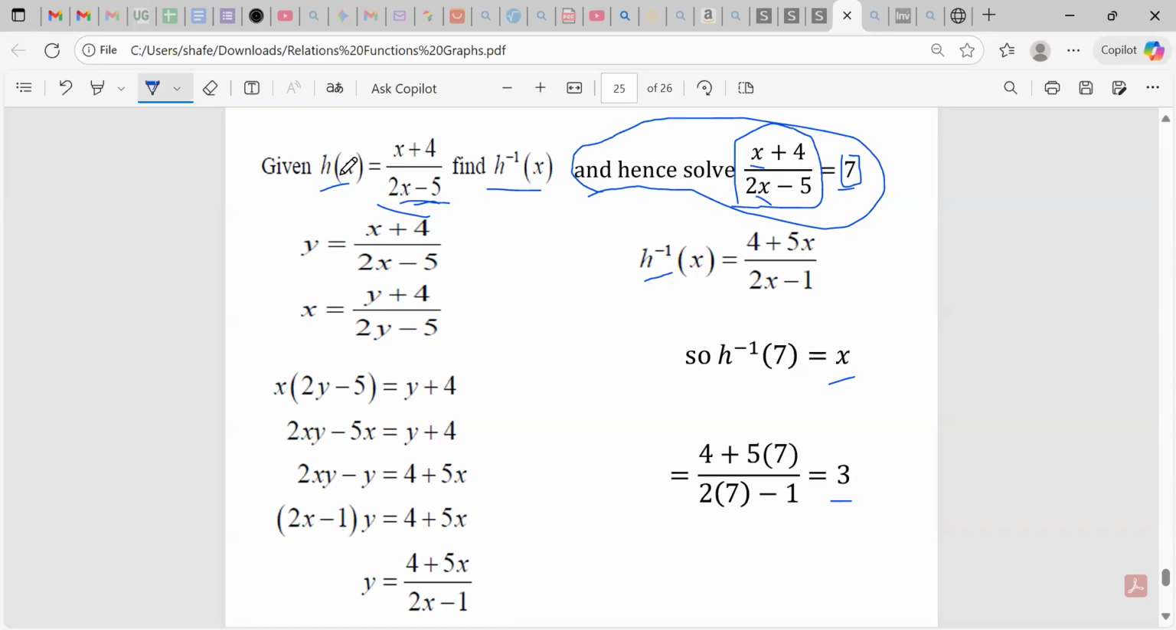You let H(x) be y, so you put back the function there. So y is equal to the function. Then you swap around x and y, right? Where you see x, you put y. Where you see y, you put x. So we have this now. Right? That shouldn't be difficult for you. Your next step now is to make y the subject.